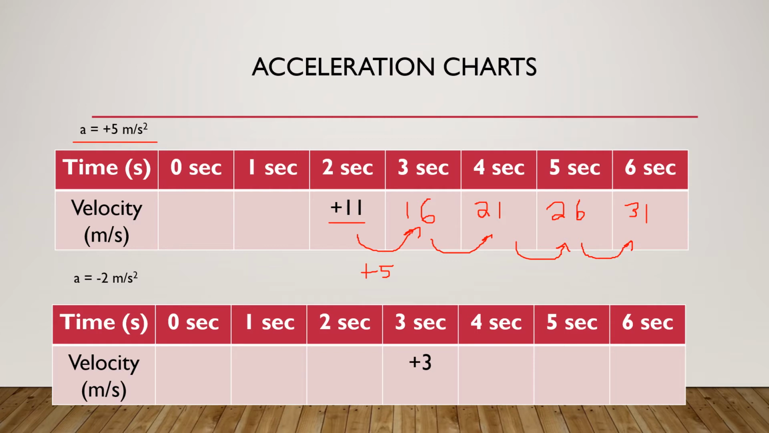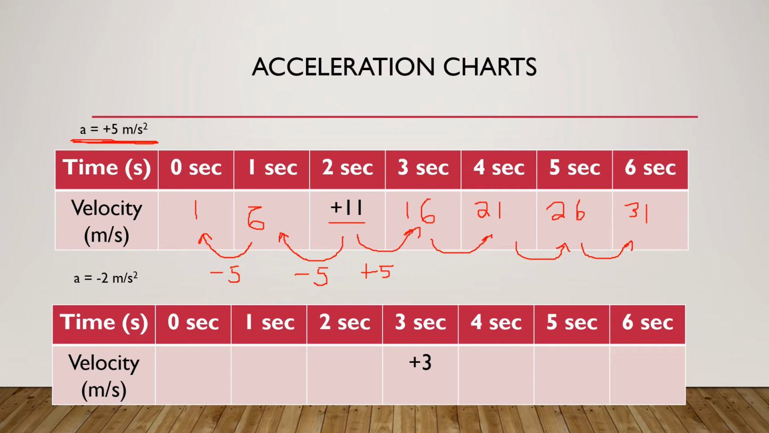But if I want to go backwards, and I want to fill in these other missing blocks over here, and I do, to go backwards, instead of plus 5, you're going to have to minus 5. You have to use the opposite sign. So this would be 6, and then minus 5 again, and this would be 1. So what I'm saying is, when you go to the right on these charts, you use the sign that they give you. If you go to the left on these charts, you're going to use the opposite sign.